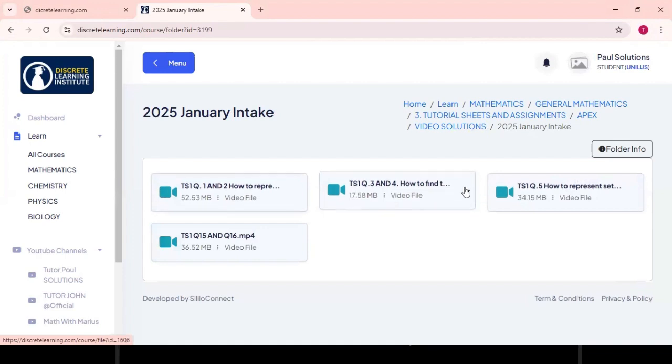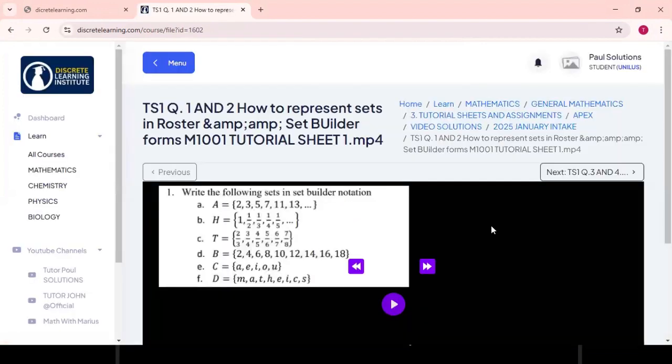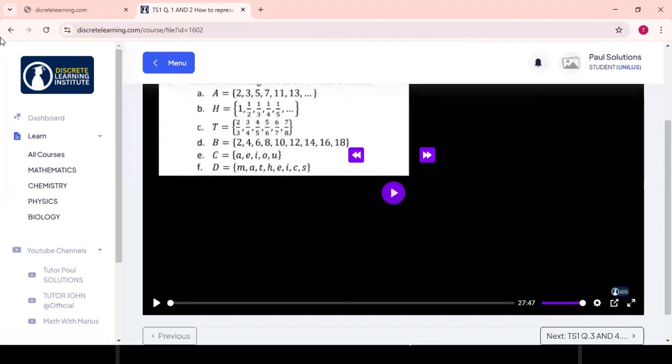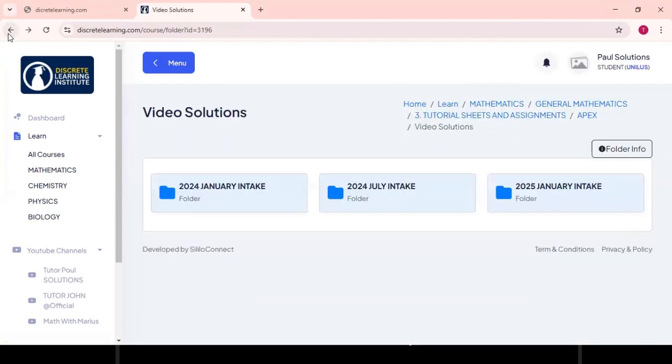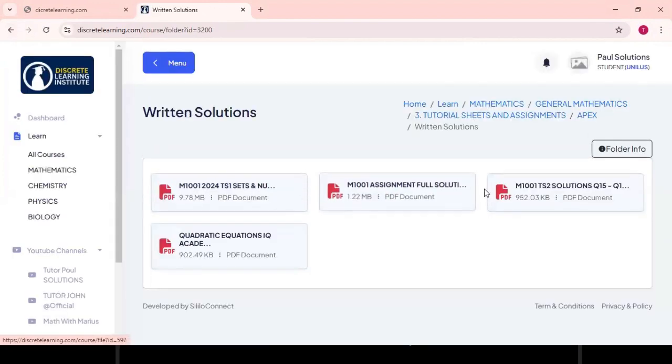So you see the videos that we've solved so far there. You can open them if you want to learn. So it will come, you can play it, and you'll be able to learn there. And then what else? You can also check out the written solutions here. You're going to find some of the written solutions that we upload there.